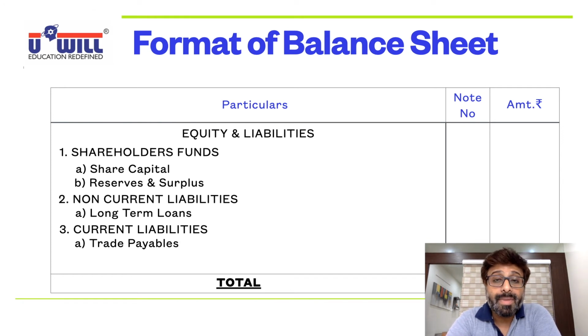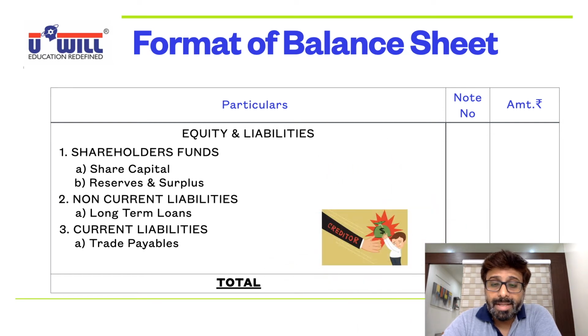Trade payables. Trade payables in bracket you all can mention. It will include creditors and bills payable. I repeat, trade payables means the payables which arise in trading business. Which payables arise in trading business? Creditors and bills payable. So in bracket all of you can write creditors and bills payable. They are to be paid within 1 year period of time.